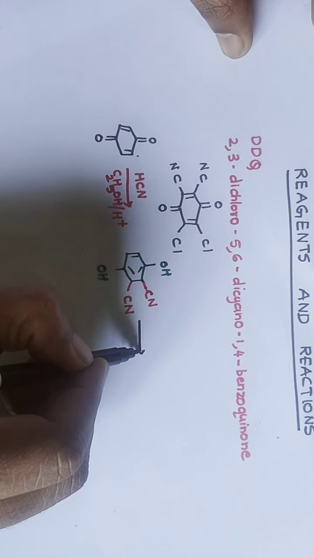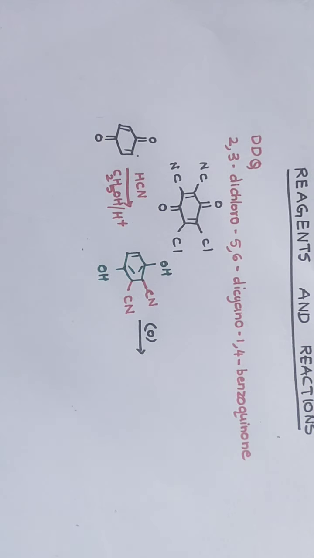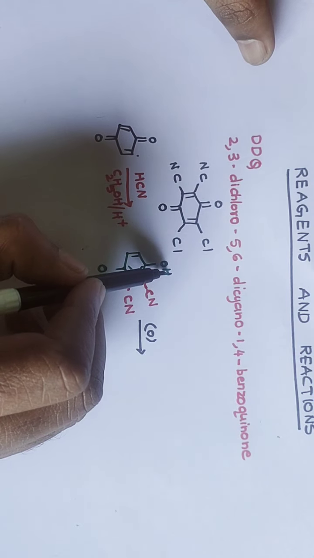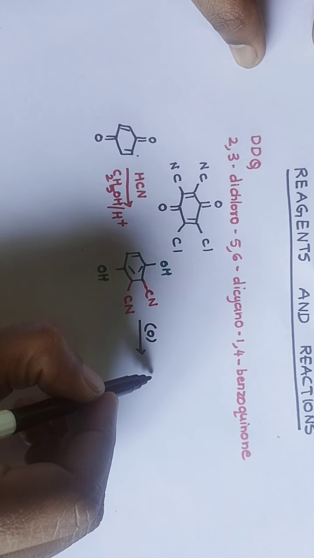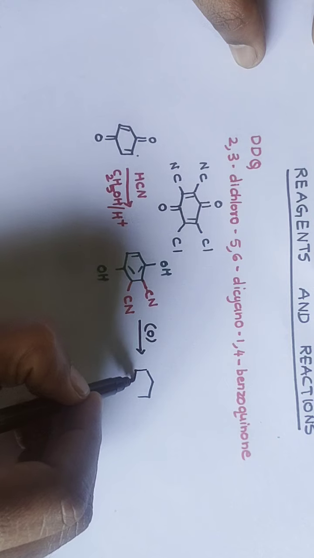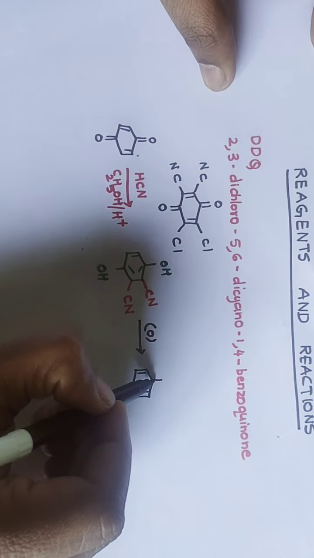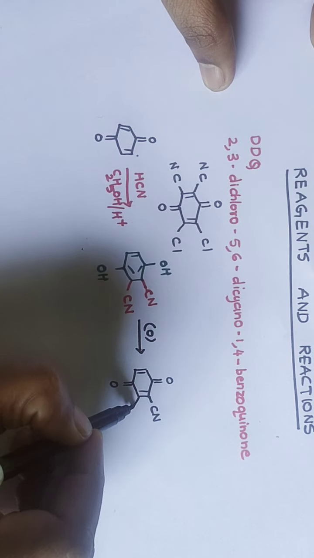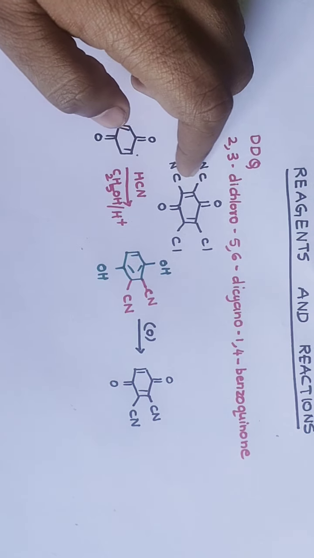This is subjected to oxidation. Oxidation is removal of hydrogen or addition of oxygen. So on oxidation, removal of hydrogen takes place and you get back that quinone skeleton. That means double bond O, double bond O, CN, CN. So half the work is done here.